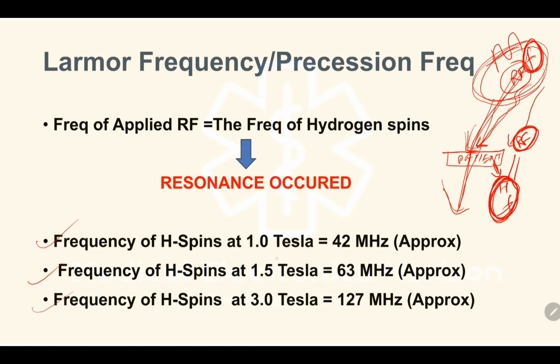These are some small relations. At 1 Tesla, what is the precession frequency for hydrogen? At 1.5 Tesla, what is the precession frequency? At 3 Tesla, what is the frequency?